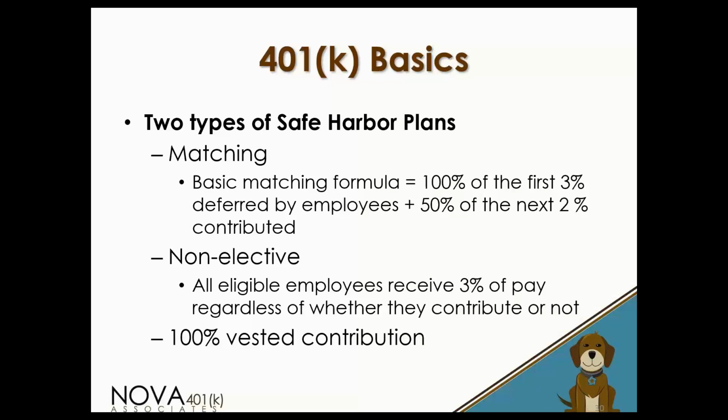And what those are is there's two types of safe harbor plans. You can either set up a safe harbor plan with a safe harbor match or with a non-elective contribution. The safe harbor matching formula, the basic formula, is 100% of the first 3% deferred by employees plus 50% of the next 2% that's contributed. So that means that any of your employees that contribute at least 5% to the plan would receive a 4% match. The non-elective safe harbor is not a match, and it's a 3% contribution that would be given to all eligible employees, whether or not they contribute to the plan.